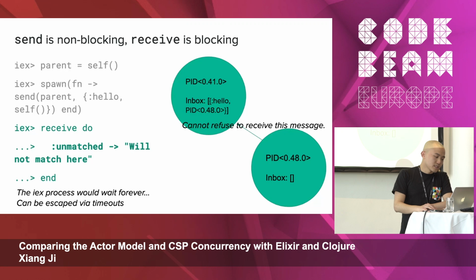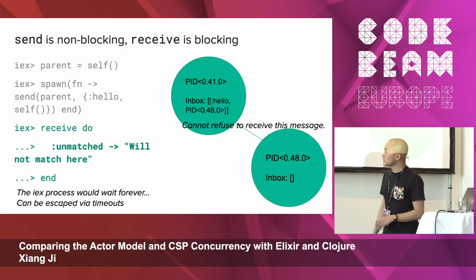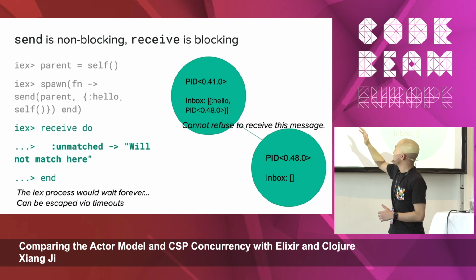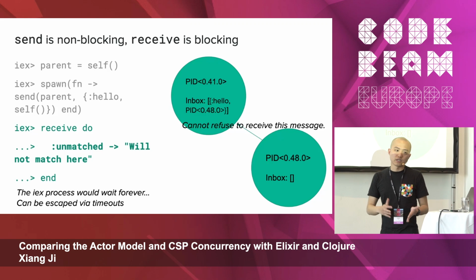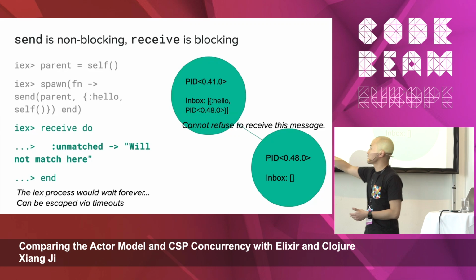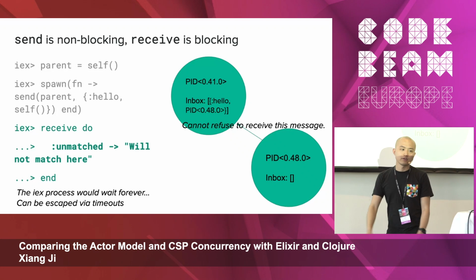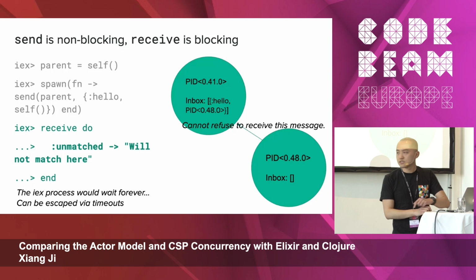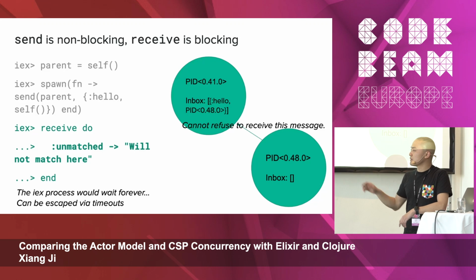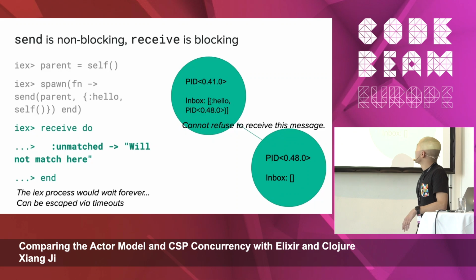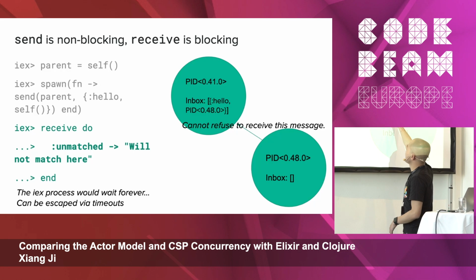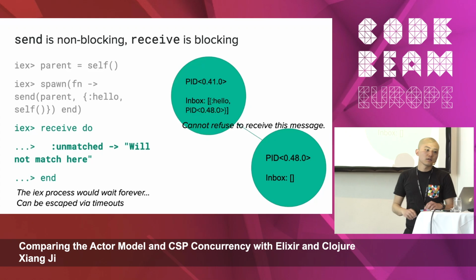What does it mean that send is non-blocking but receive is blocking? If I do a receive that doesn't match what I have in the inbox, it will just wait forever. It will not do anything because there's no message matching this unmatched atom arriving in the inbox. And of course, you can escape that with a timeout mechanism, but if you don't, it will wait forever. And also, you cannot refuse to receive the message because it's already there.